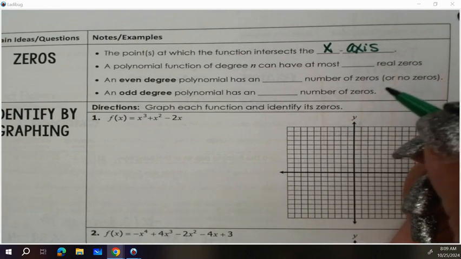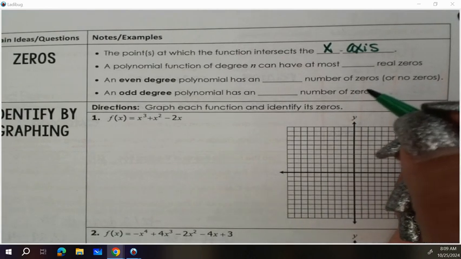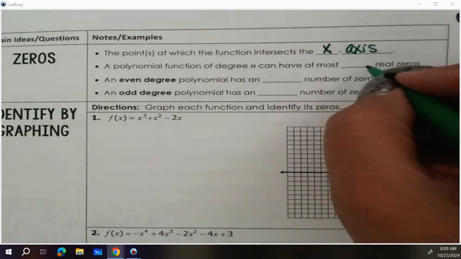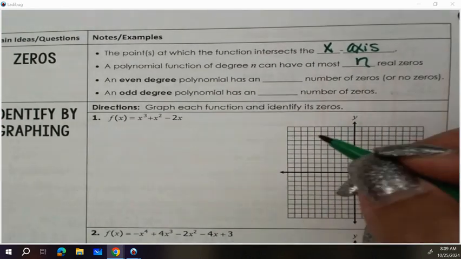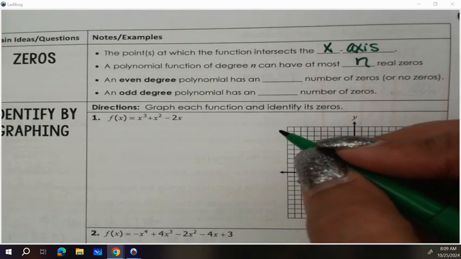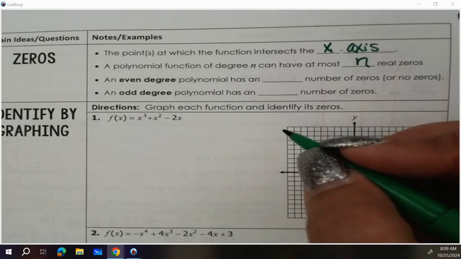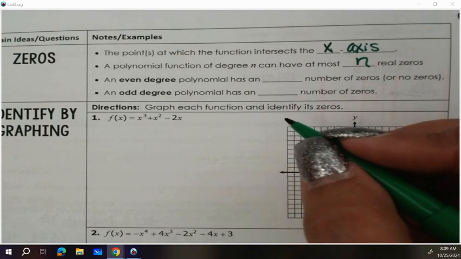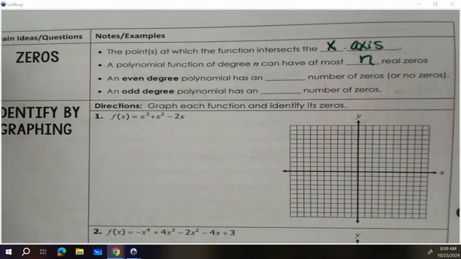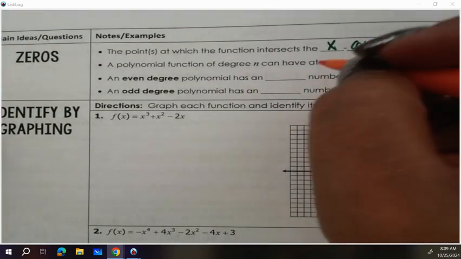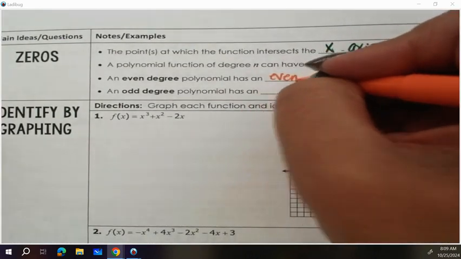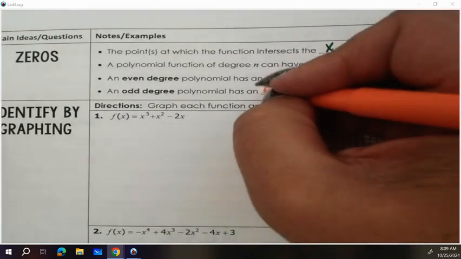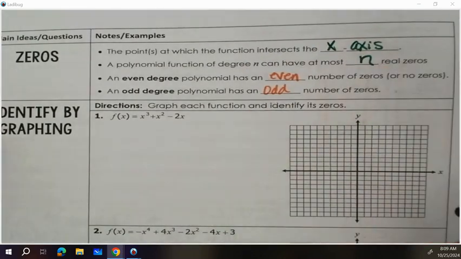And a polynomial function of degree n can have at most n real zeros. If it's degree 2, it's not going to have more than 2 zeros. If it's degree 5, it's not going to have more than 5, okay? And an even degree polynomial is going to have an even number of zeros, and an odd degree polynomial has an odd number of zeros.